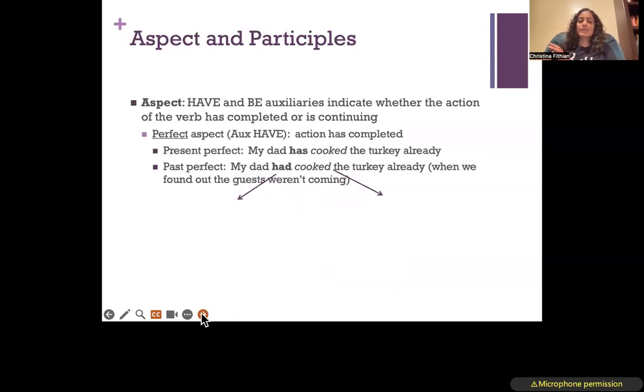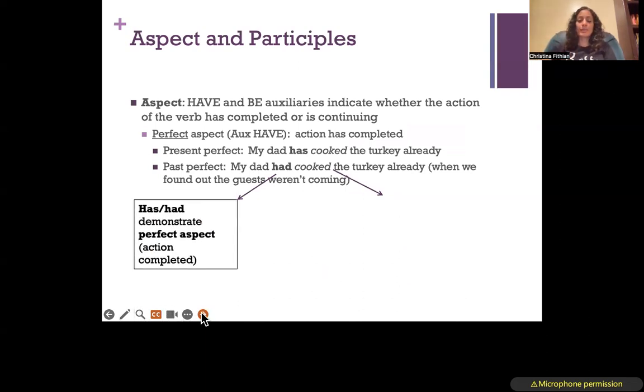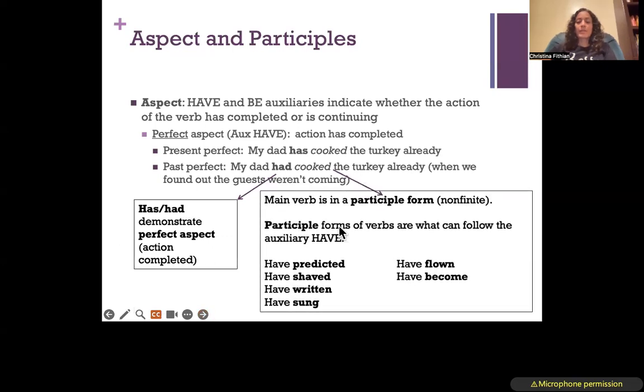So last class, I talked a little bit about aspect. Remember that we get aspect only when we have auxiliary have and auxiliary be. Auxiliary have indicates perfect aspect, meaning that the action is completed. So the example that we had was my dad has cooked the turkey already, or my dad had cooked the turkey already. This auxiliary have demonstrates perfect aspect, and then it has to be followed by a verb in a participle form.